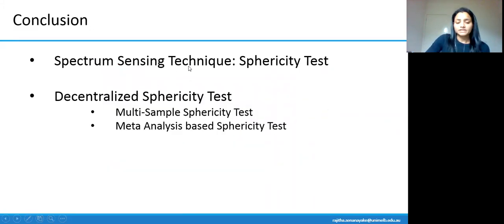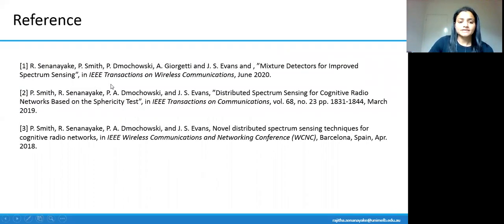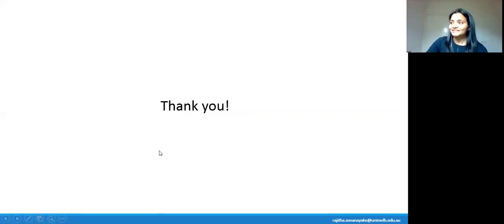In this talk, my main intention was to give you an idea about this sphericity test, which is an interesting spectrum sensing technique, tell you a little bit about some analysis that we did, and also share with you these decentralized approaches, the multi-sample sphericity test and the meta-analysis based sphericity test. If you're further interested in reading, here are some papers that we published based on these results, and there are also very nice references in these papers that you might be interested in. Okay, so thank you for listening, and if you have any questions, I'm happy to answer.